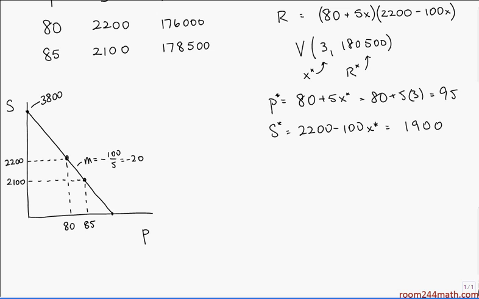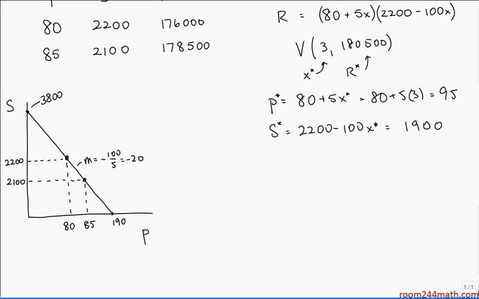Now, there's another point on this graph that's actually pretty useful, which is the x-intercept. In other words, how high do I have to set the price before I don't sell anything? In other words, it's too high. So we can use the same thing to find that x-intercept. If you increase the price by $1, you sell 20 fewer passes. So if you want to go from 2,200 all the way down to 0, you need to increase the price by $110. So 80 plus 110 takes you all the way out to 190.